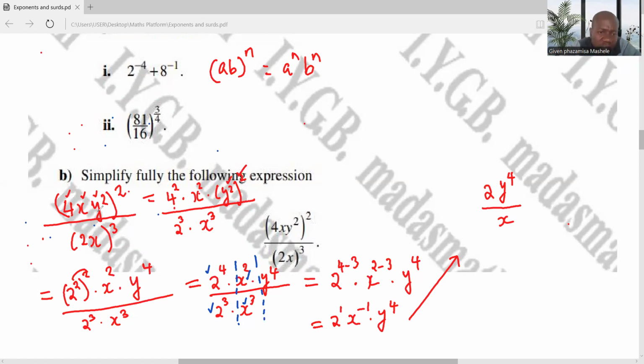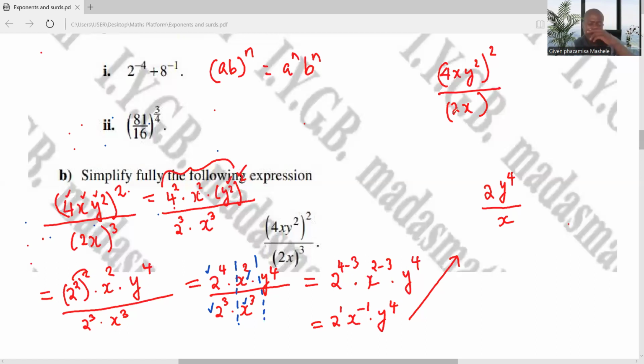So without having to do this, we can say in future, when we have 4xy squared, everything to the power of 2, divided by 2x, everything to the power of 3, so I apologize, everything to the power of 3.